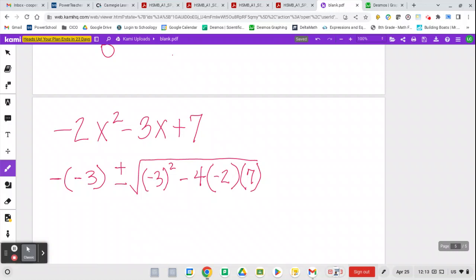How did you get negative 4? It's minus 4. It's part of the formula. It's minus 4a times c, divided by 2 times a, which is negative 2. And you just type that all in your calculator.